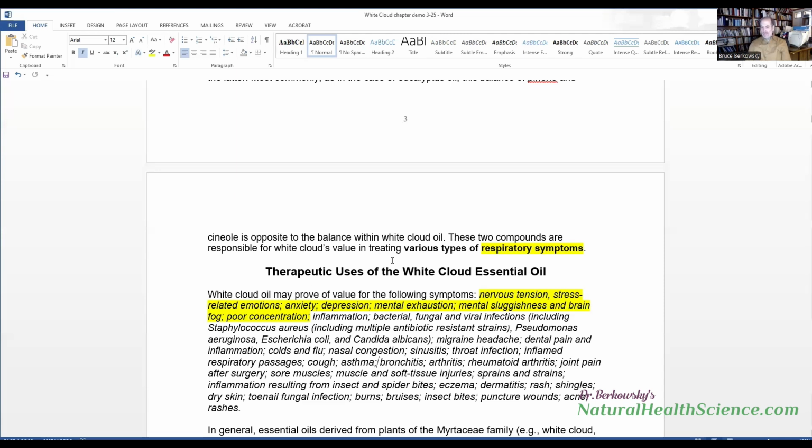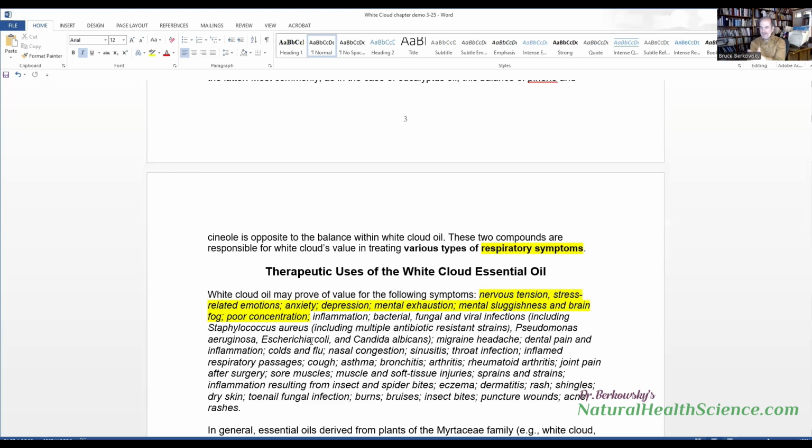And again, when you look at these symptoms, in this particular case, I'm looking at the emotionals and mentals. I'm looking at them as a group. Get a feeling for the oil from the group. I'm not looking at each one. Oh, nervous tension, got to remember that. No, I'm not doing that. I'm reading this like I'm reading a book, like a story. It's telling me a story of who this person is, the white cloud person. Nervous tension, stress-related emotions, anxiety, depression, mental exhaustion, mental sluggishness, brain fog, poor concentration.